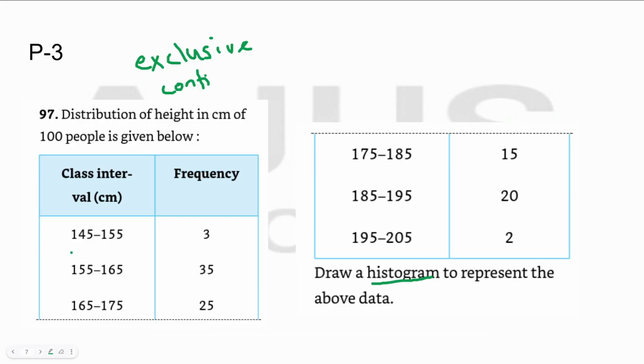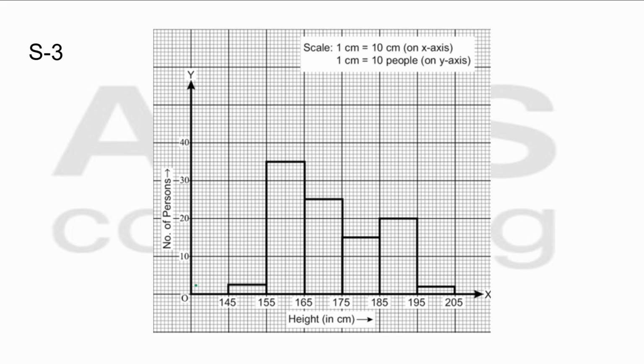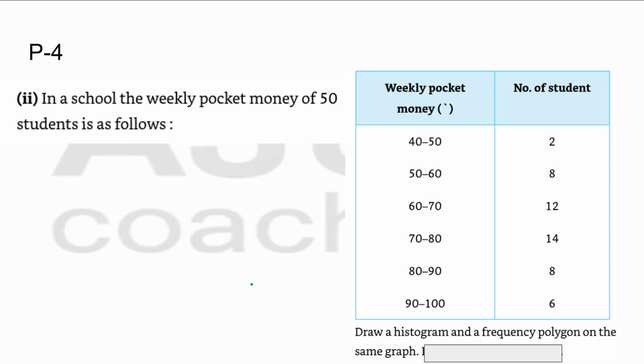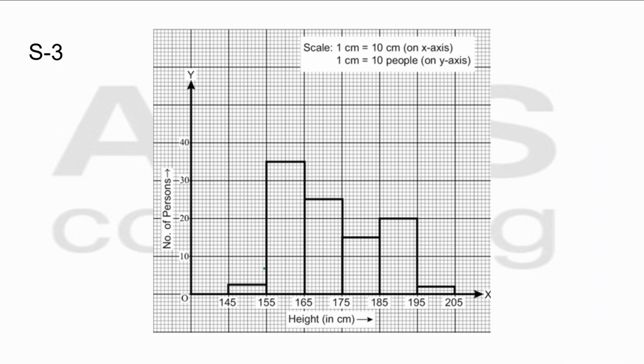You see, 145 to 155 is 3. If you see, it is 1, 2 and 3, because now we have taken 1 centimeter for 10 centimeters of data. So it is 3 centimeters. And then 35 centimeters, that is 155 to 165, etc. Please draw this correctly, and it's very simple. I think you should not have any difficulty in drawing this graph.